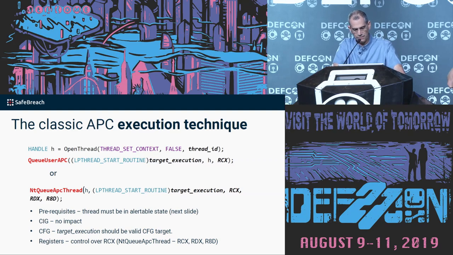And CFG is relevant because the target execution should be a valid CFG target, again enforced by Windows at execution time. QueueUserAPC grants us control over RCX. NtQueueApcThread grants us control over 2.5 registers: RCX, RDX, and the lower half of R8. This can be quite useful for functions that accept up to 3 arguments.